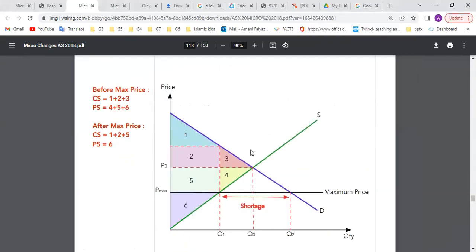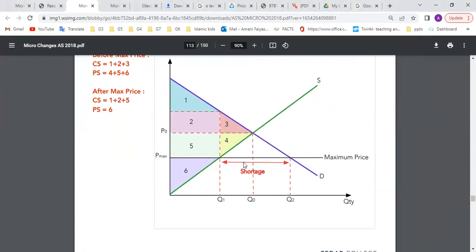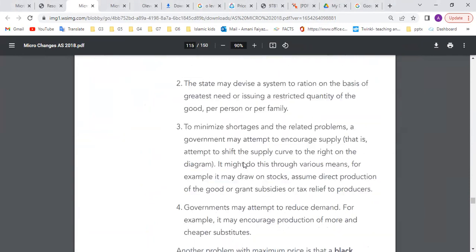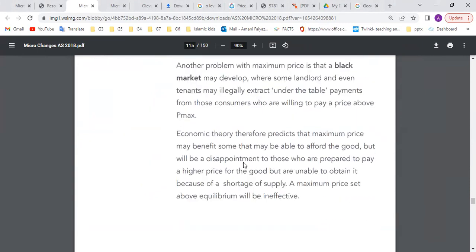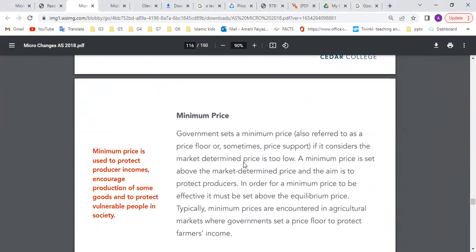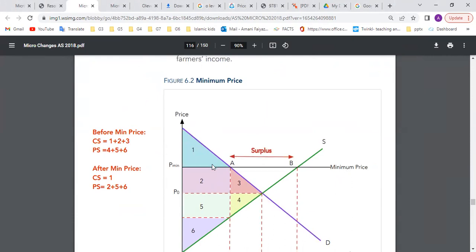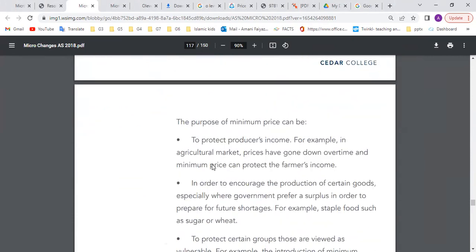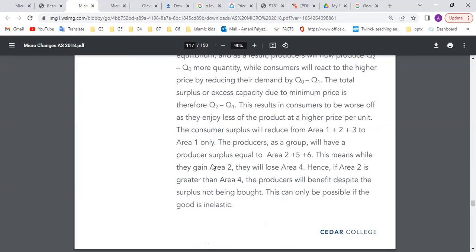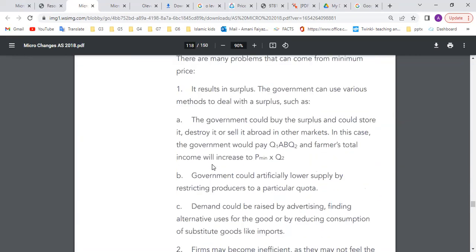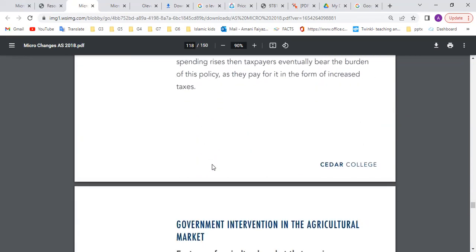Now, Durya, maximum price. We discussed all these consumer and producer surpluses and you got them correct. Minimum price, we set it above market equilibrium. It puts a downward pressure, sorry, it puts an upward pressure and then the equilibrium point changes. We discussed the purposes of maximum price and minimum price as well, right?